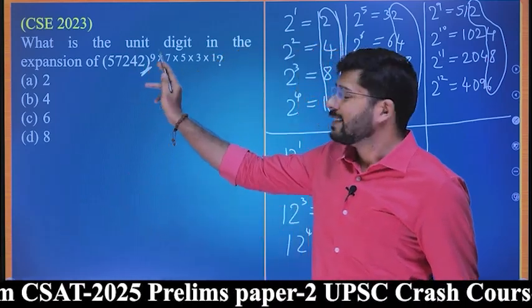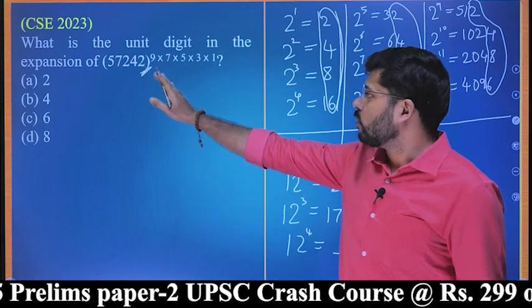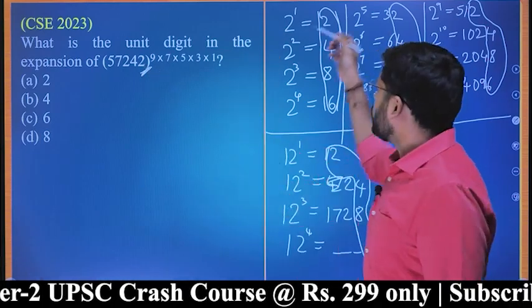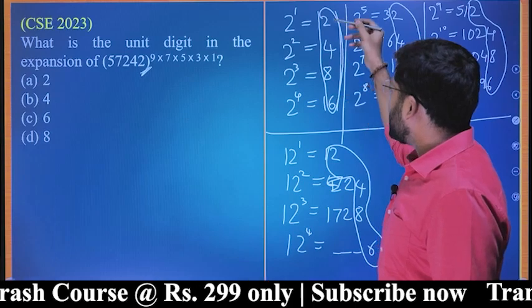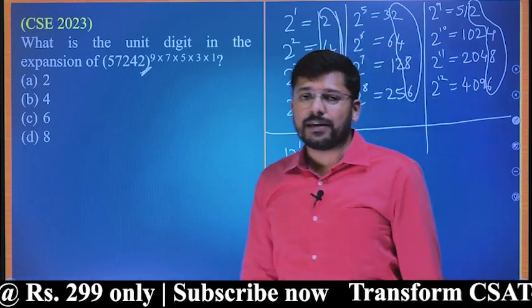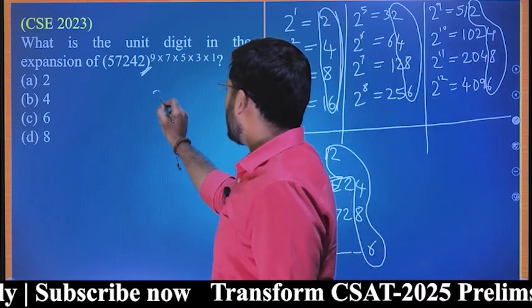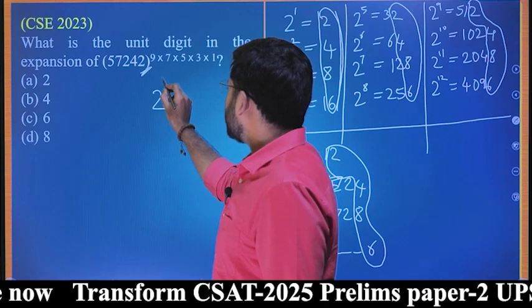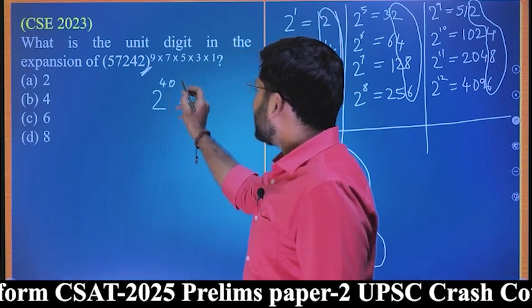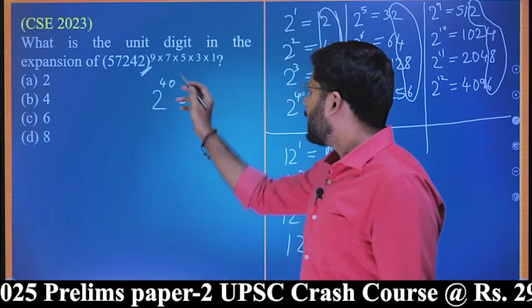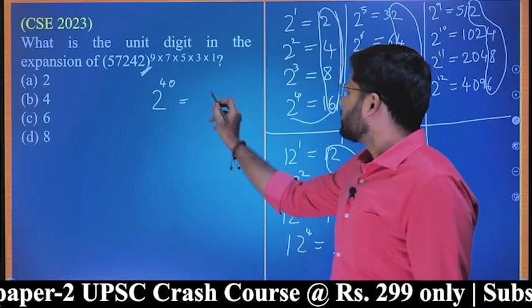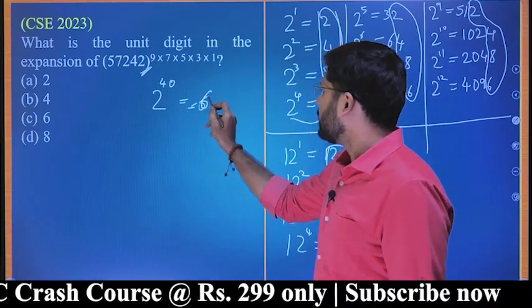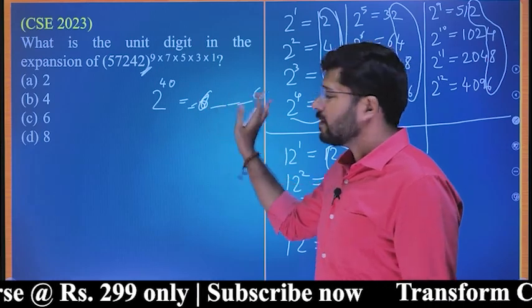Here the last digit is 2. So we already know the cyclicity of 2. For every 4 powers, it will complete one cycle. So if you want the last digit of 2 to the power of 40, since 40 is divisible by 4, the last digit would be 6.